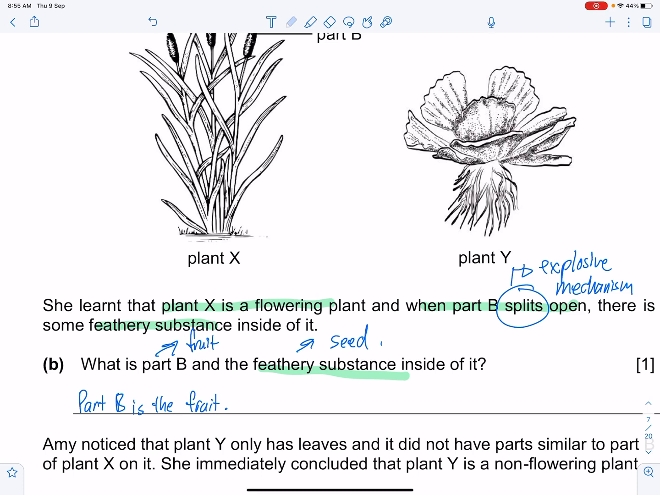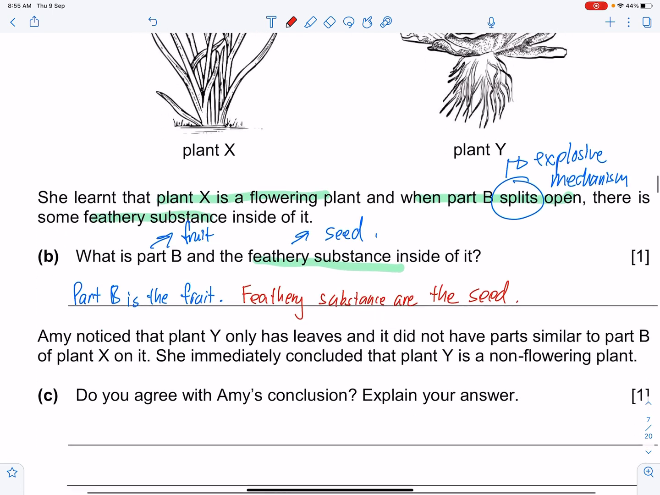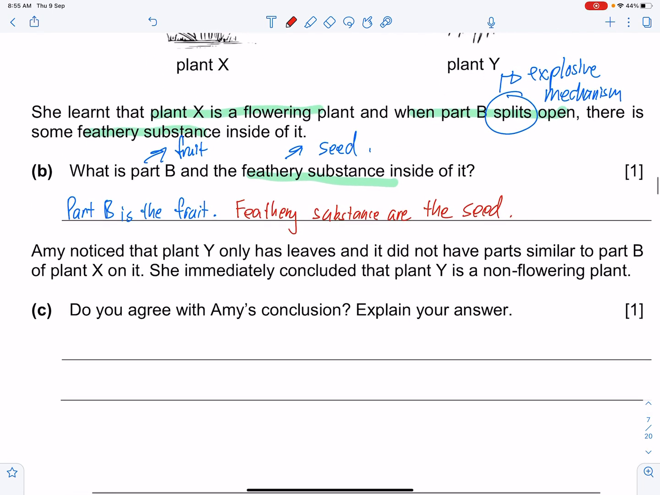Oh, teaching English class now. Okay? Feathery substance is the seed. Or maybe are the seeds, because plural, right? So please be clear. Amy noticed that plant Y only has leaves and did not have parts similar to B of plant X on it.